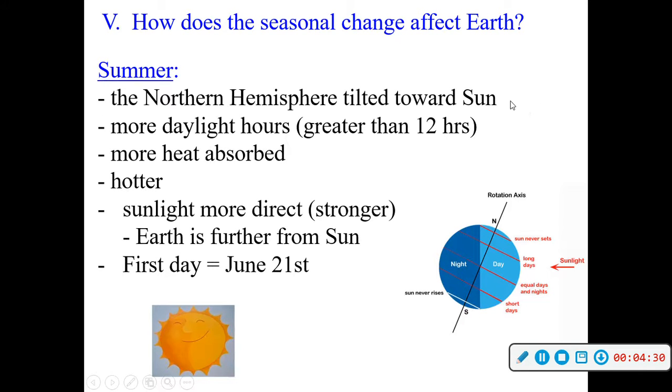Okay, how does seasonal change affect the Earth? All right, so summertime, we know the Northern Hemisphere is tilted towards the sun. We have more daylight hours, greater than 12 hours. There's more heat absorbed. It becomes hotter as a result. The sun is also stronger. You're starting to feel that each day now. The sun is actually getting stronger as it gets higher in the sky each day.